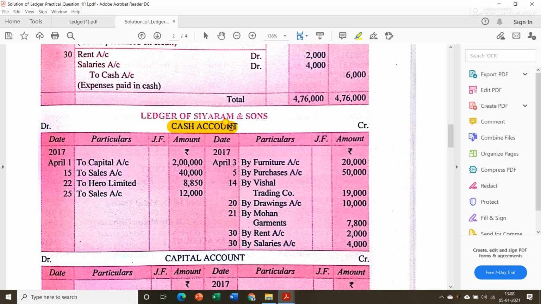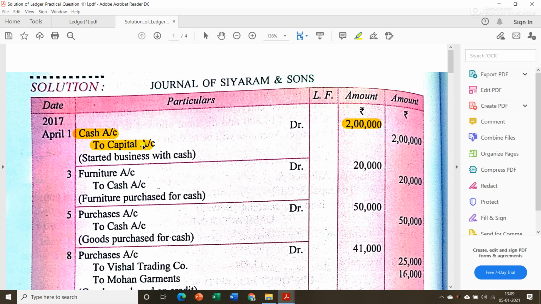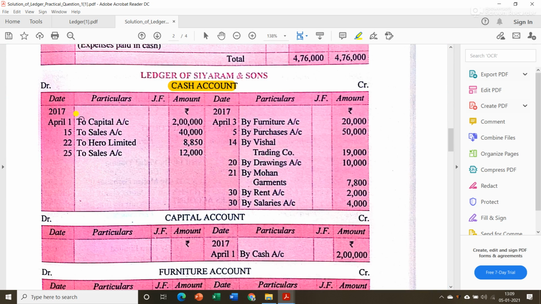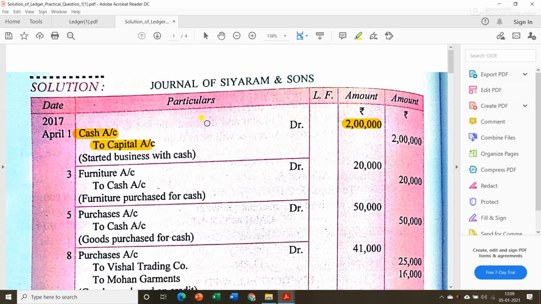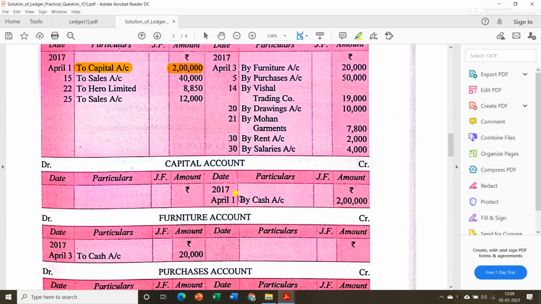So we have to prepare cash account in ledger. So we prepared cash account, and since we have only capital in credit, it comes in the debit side, so that means we have to write in here to capital account rupees 2 lakh. Finish. Then next, after preparing cash account, we have another account, that is capital account. So again we will prepare capital account in ledger, and by cash we will write 2 lakh on the credit side. So it is a lengthy process, but if you keep on practicing, you will get the hang of it.